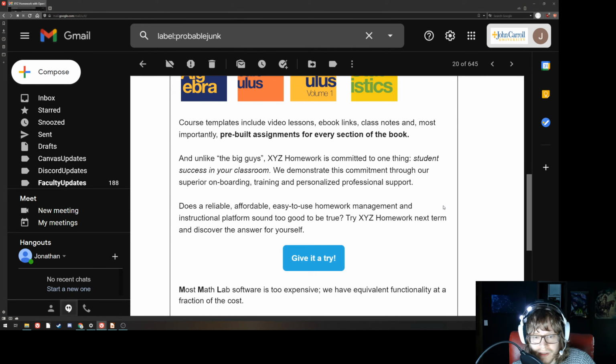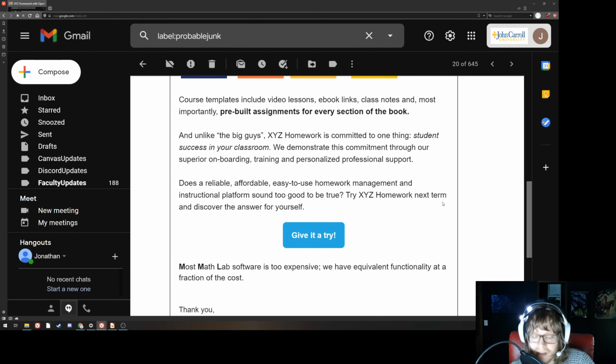"Try XYZ Homework next term and discover the answer for yourself." I like the way that this conclusion is phrased. I like that they've posed a question. They've sort of tried to make me think about it. They've tried to demonstrate that they are going to be a reliable, affordable, easy-to-use homework management and instructional platform. Overall, I think it's a great conclusion. I wouldn't probably put this in myself because it sounds a little bit too chintzy and strange, but I don't mind it, and it's pretty typical of a sales sign-off.